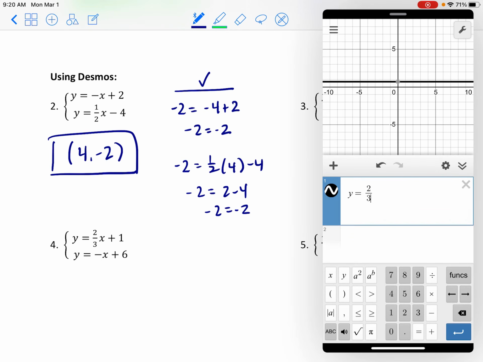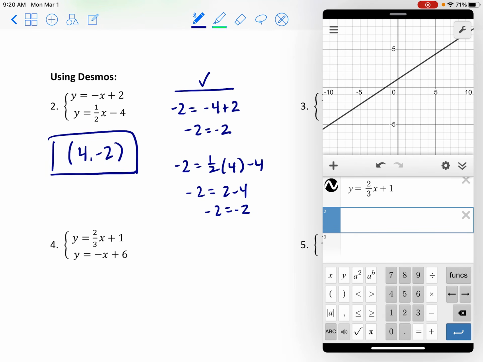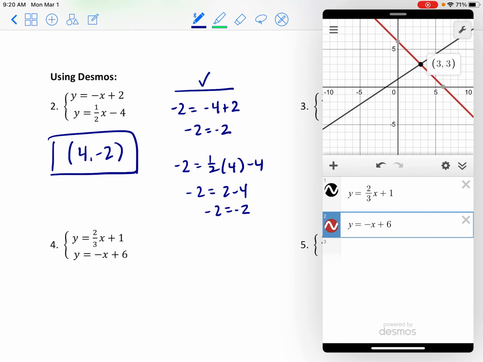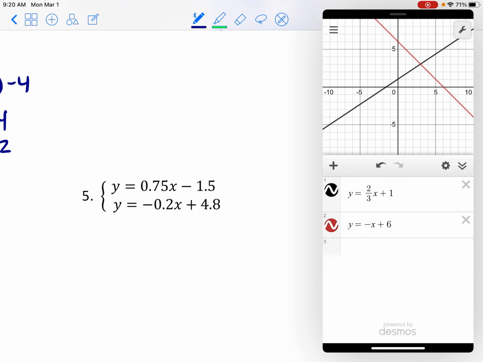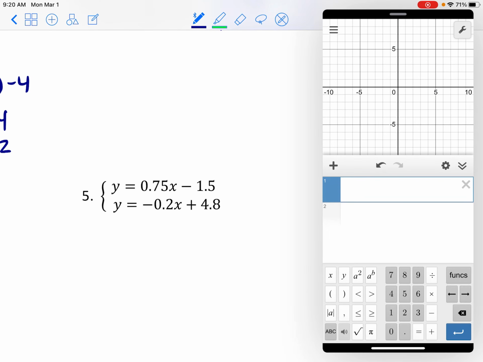y equals 2/3 x plus 1, and y equals negative x plus 6. Gosh, okay. And there we go again. Nice, simple solutions. Now again, all three of those probably would have worked out nicely by hand, but let's look at this next one. Now this, not terrible, is still something we could do, but how accurate are we going to get? I don't want to have to even think about graphing those decimals by hand.